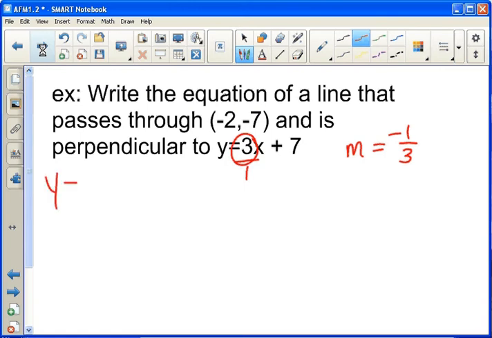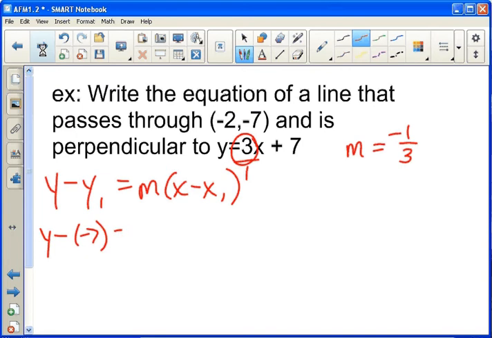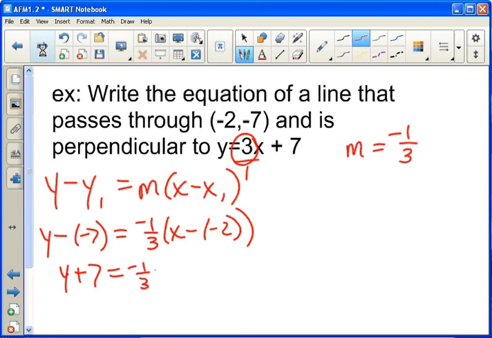So I'm going to use the point slope formula, and we do y minus y1 equals m times x minus x1. So we end up with y plus 7 equals -1/3 times x is -1/3 x. And then this is really a positive 2, so -1/3 times 2 is -2/3. Then we just subtract the 7 from both sides, and we'll get y equals -1/3 x minus 23/3.